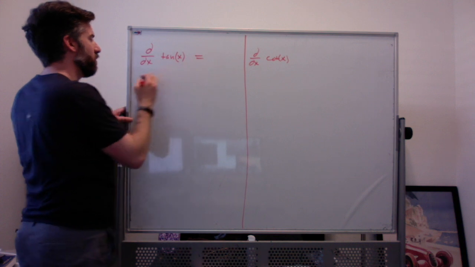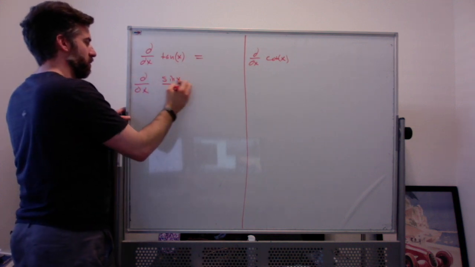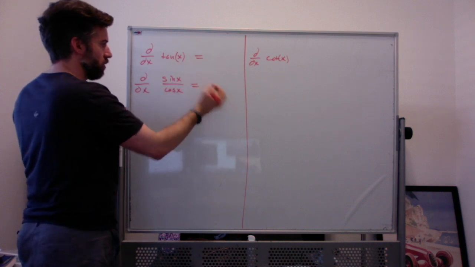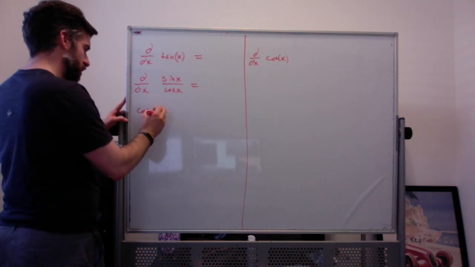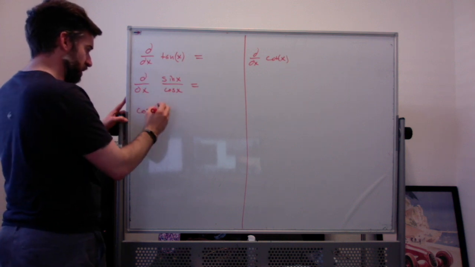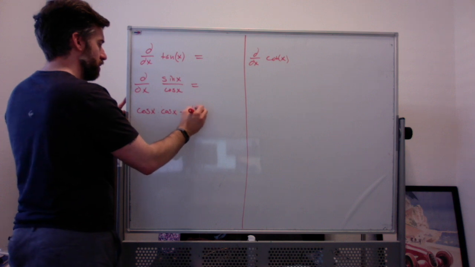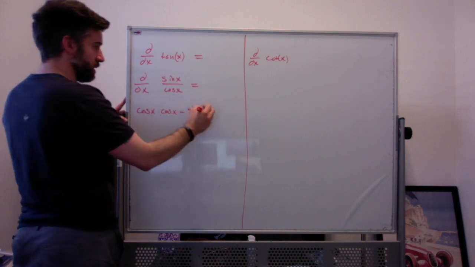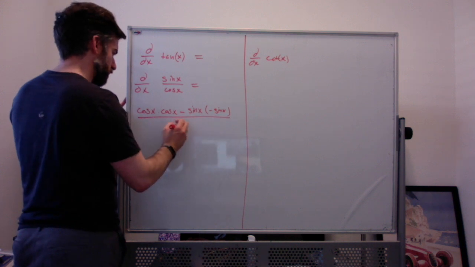The way we do the derivative of tangent is by doing the derivative of sine of x over cosine x and using the quotient rule. That's going to be the bottom times the derivative of the top. The derivative of sine is cosine. Minus the top times the derivative of the bottom. The derivative of cosine is negative sine. All divided by the bottom squared.